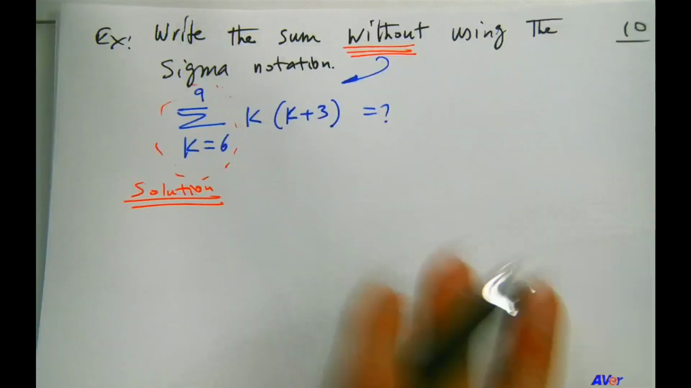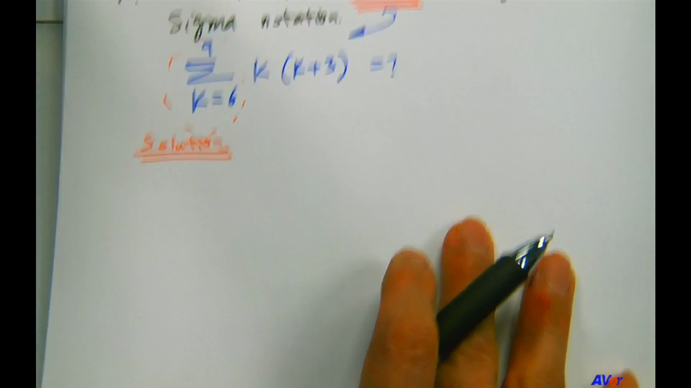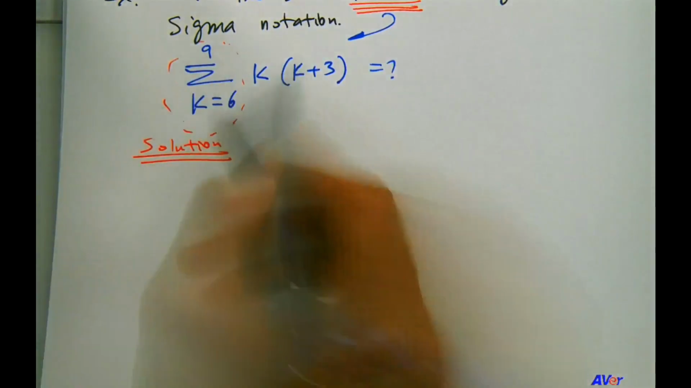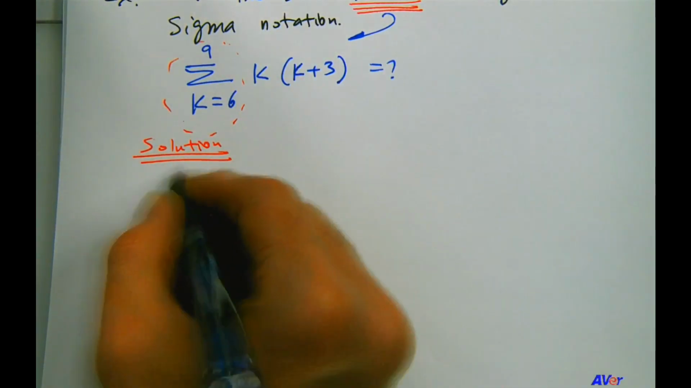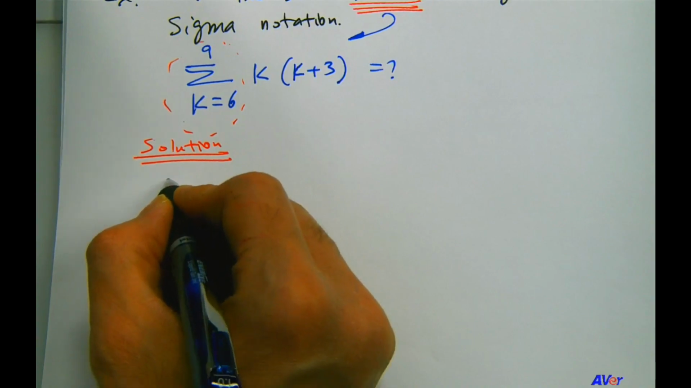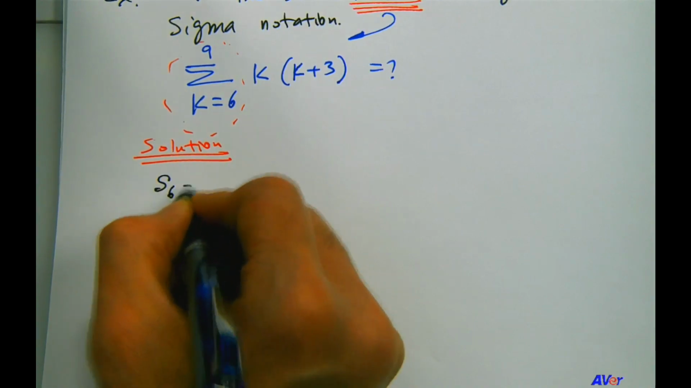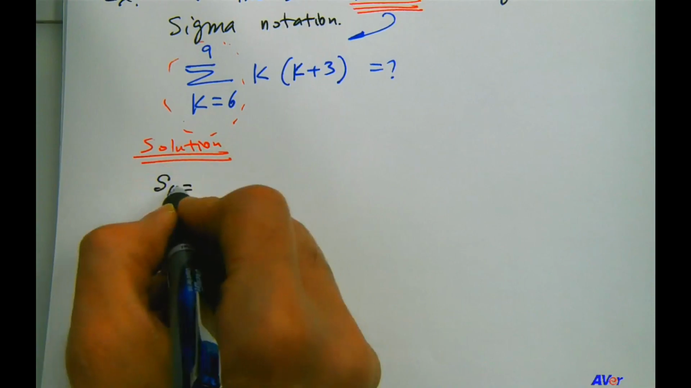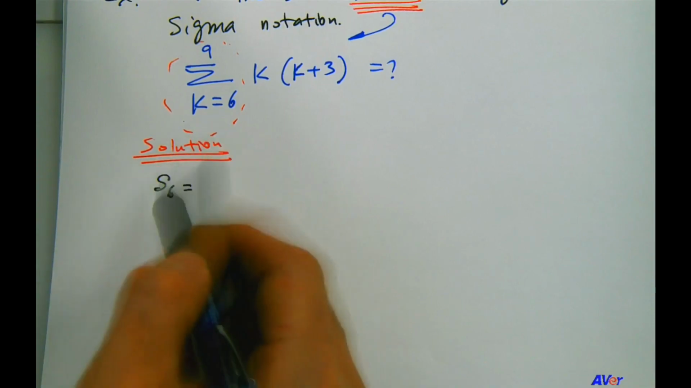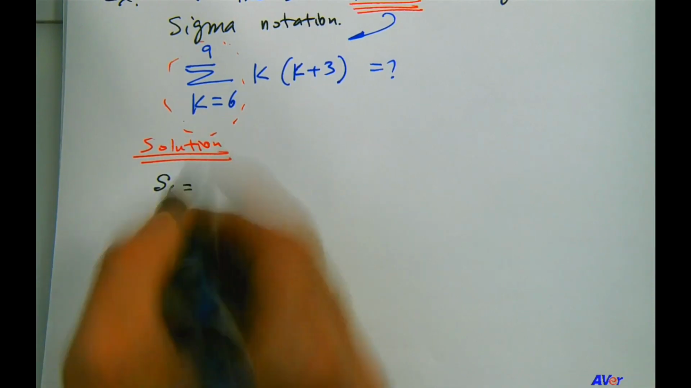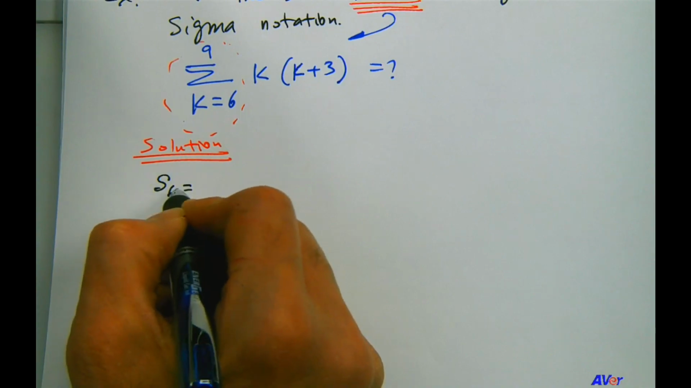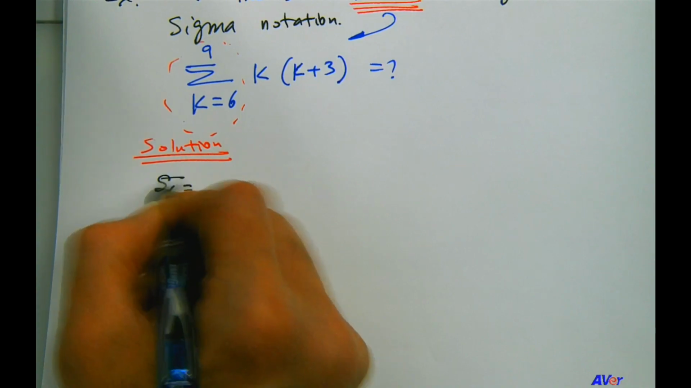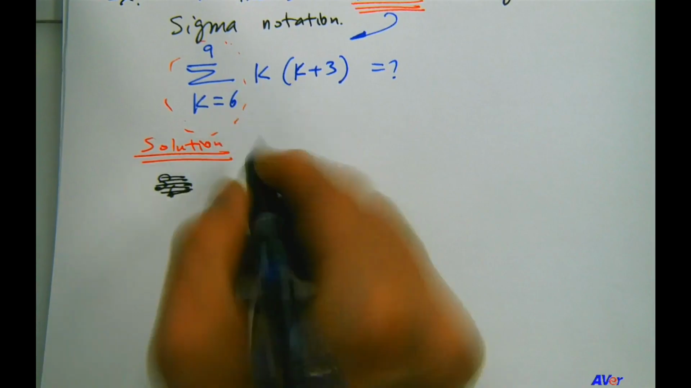So we can just plug in, right? So we have S6. Well, I shouldn't say S6, because it's not the sum of the first 6 digits. So let me just leave this out. I'm just going to plug in.